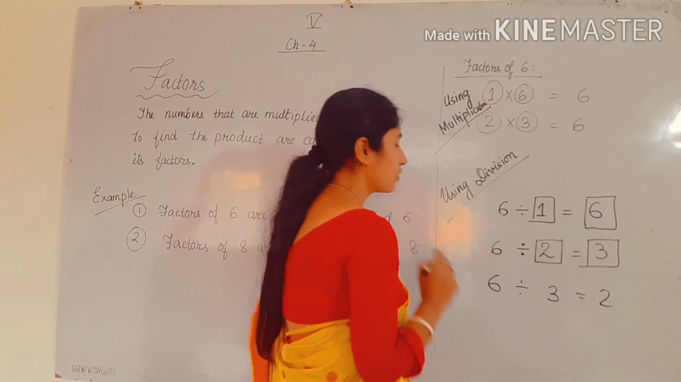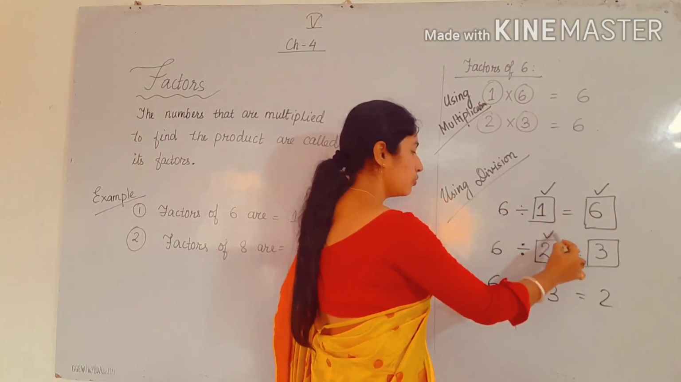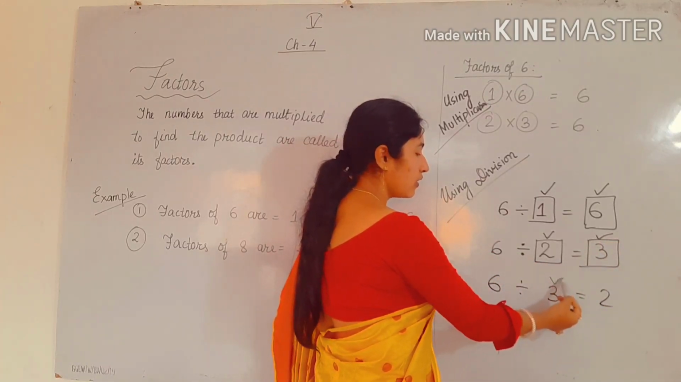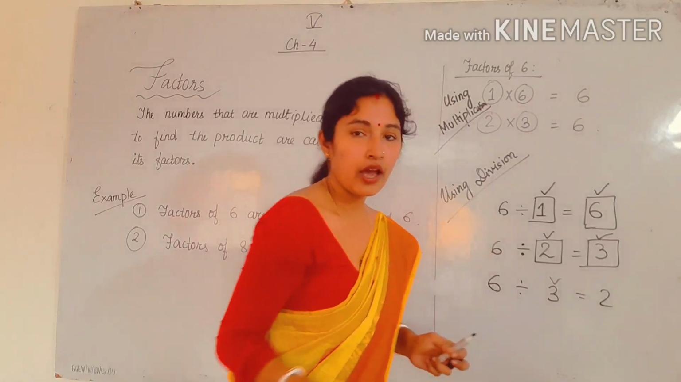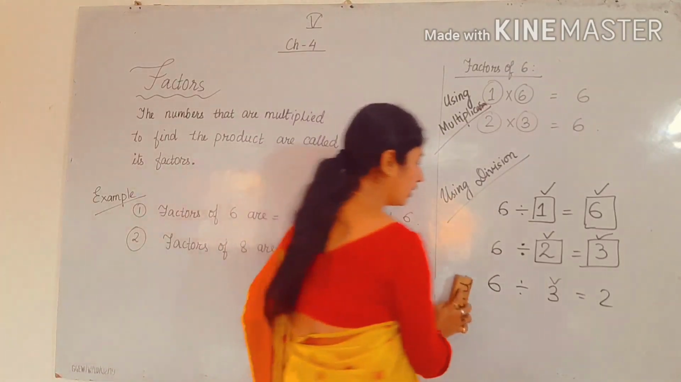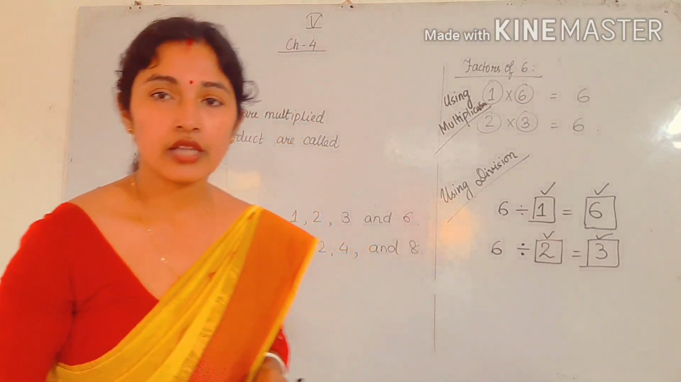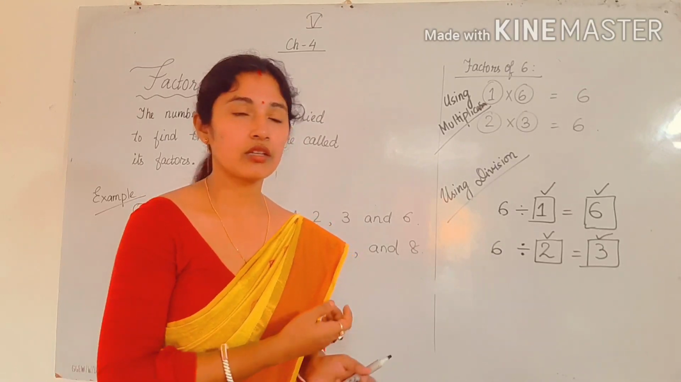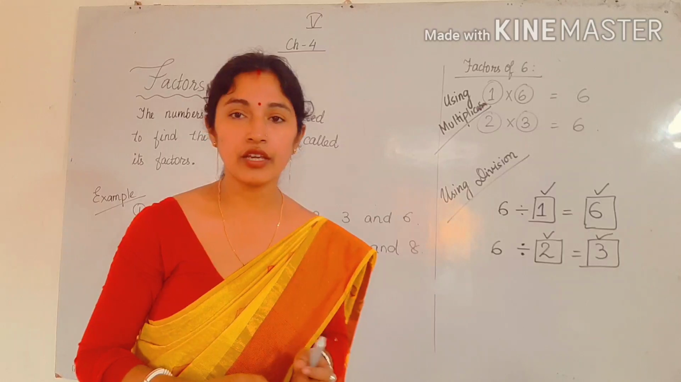So what are the factors of 6? First is 1, second is 6, third is 2, fourth is 3. If I write this again, 3 will repeat and 2 will also repeat. That's why I have not written the third line. So the total factors of 6 are 4, that is 1, 2, 3 and 6. There are many ways of finding factors of a given number.